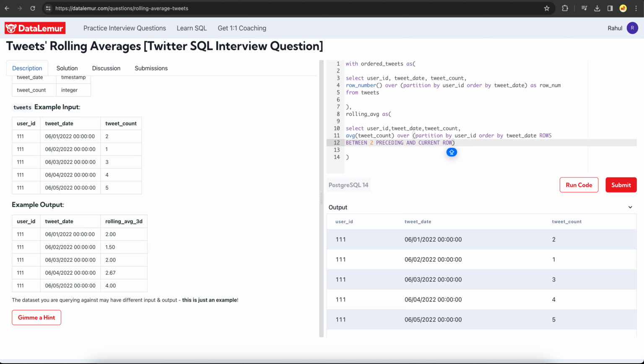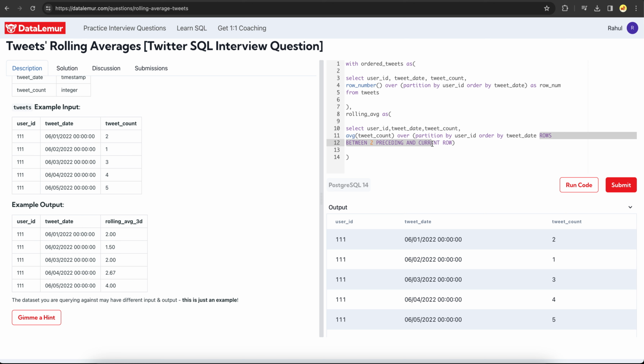If you're aware of all these keywords, essentially what we are trying to say here is that you take the current row and two rows prior to that, and then you compute an average over each user, and you have to order it by the tweet date. Of course, you need to sort it by the tweet dates first.